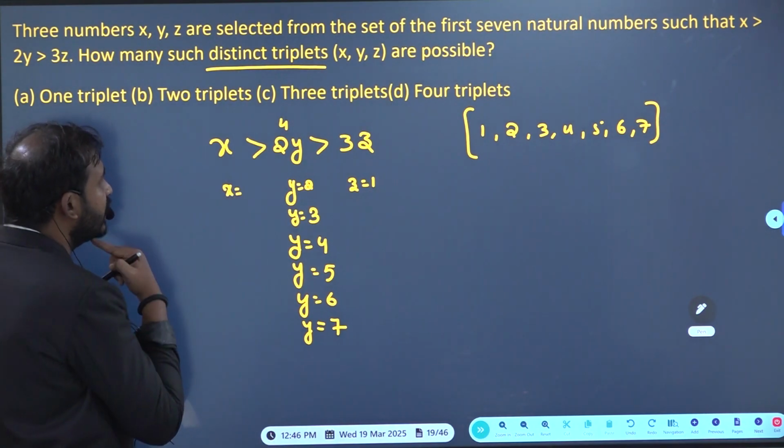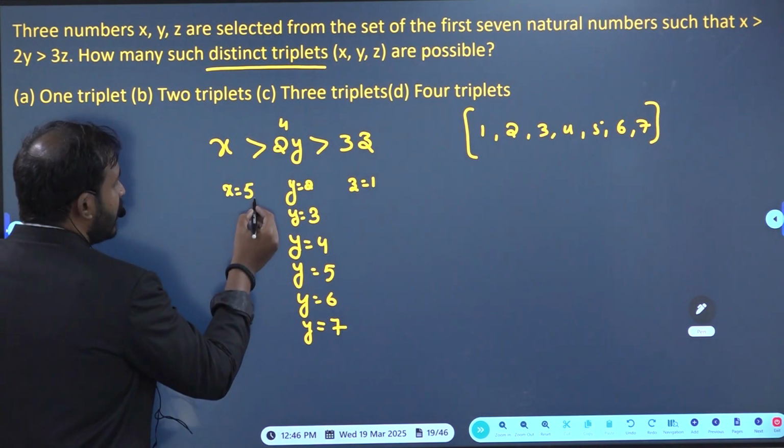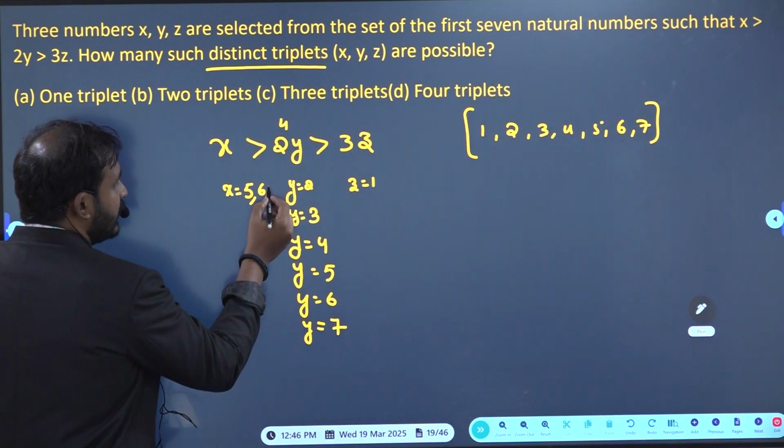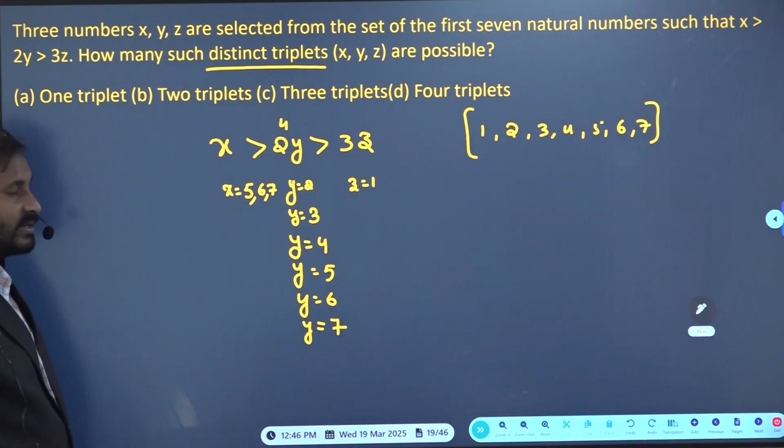So what are the values of x possible for me? I can take x value as 5. I can take x value as 6. I can take x value as 7. Why? Because all these numbers are greater than 4.